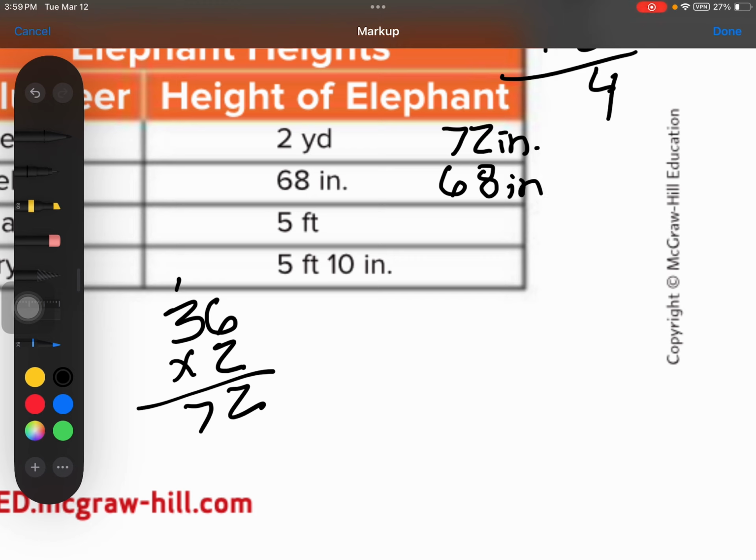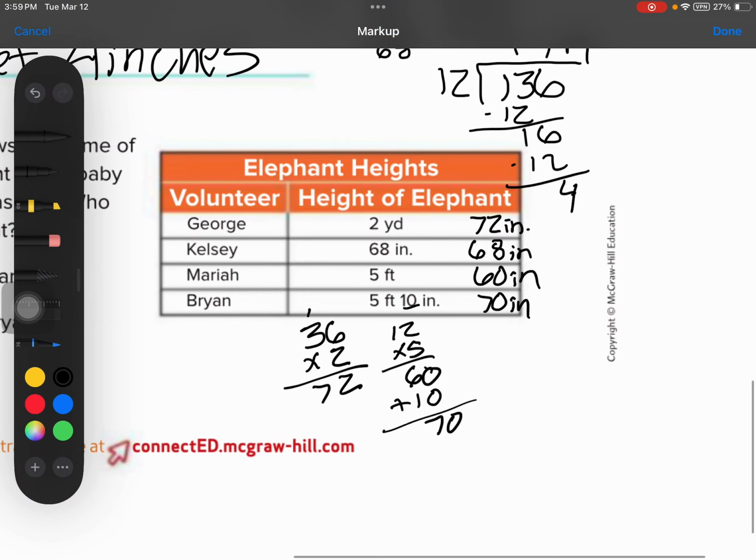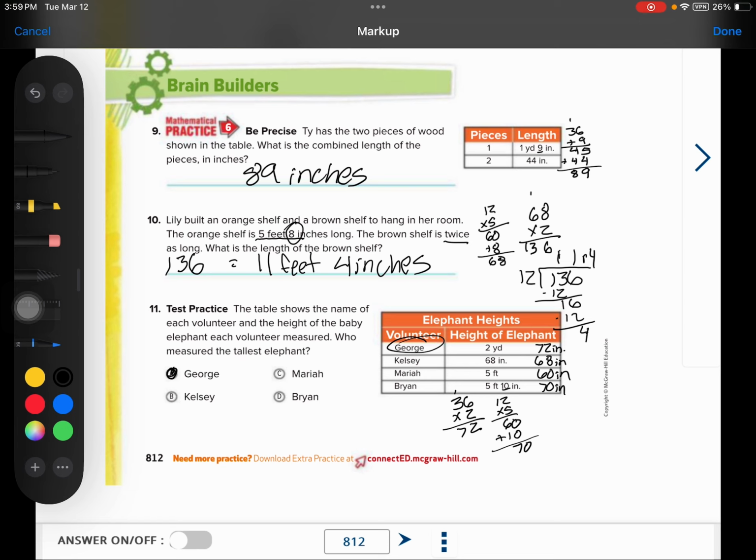5 feet. Well, I know there are 12 inches in 1 foot. Now there's 5 of them, so that is 60. So this is 60 inches. And 5 feet again. 5 times 12 is 60, but then there's this extra 10. So I'm going to add 10 to this, and we know that that's going to be 70 inches. Now we back out a little bit, looking which volunteer had the tallest elephant. George did, so we find George over here and mark it in.